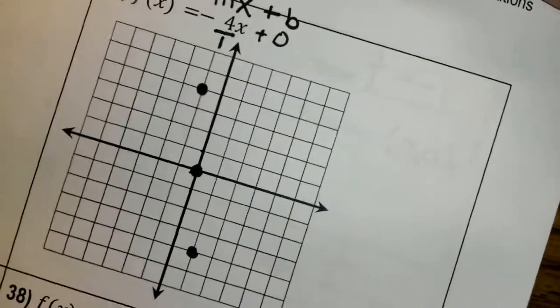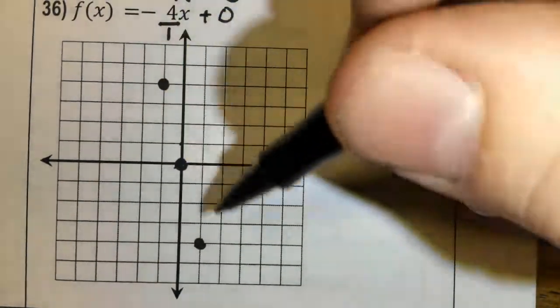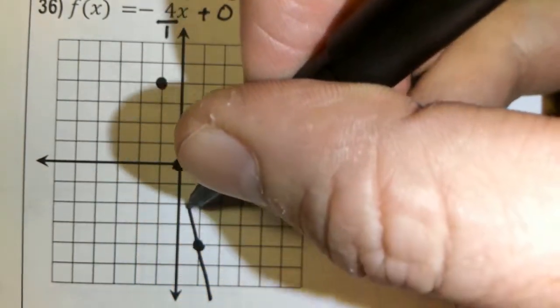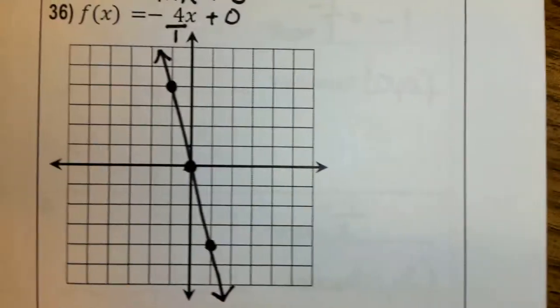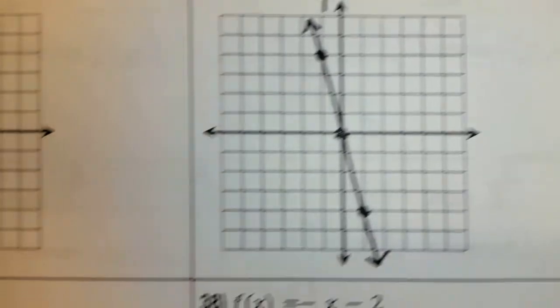Okay, see how my 3 points make a straight line? I know it's hard to tell because it's crooked, but they do. And now you just draw your line through those points. Like that, and we're done. So yeah, start with the y-intercept, get 2 more points, draw a line, and you're good to go.